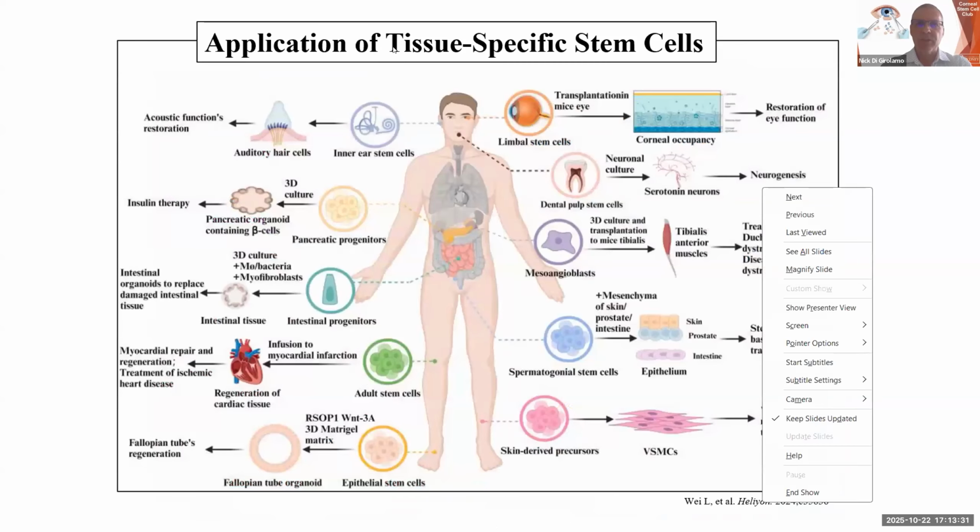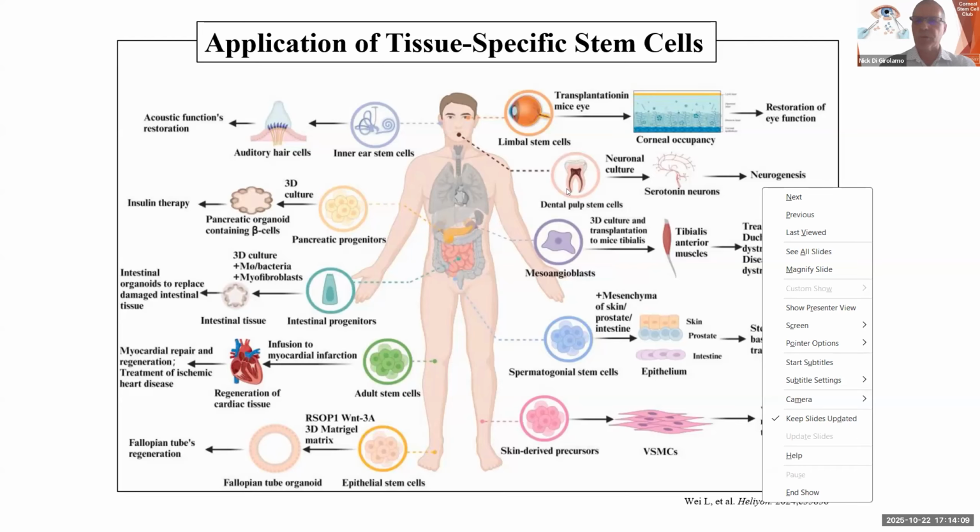So, some applications of tissue-specific stem cells. Like I said, they're found pretty much everywhere throughout the human body. There are inner ear stem cells, and they're responsible for restoring acoustic function. There are pancreatic progenitor cells, which function as insulin-producing cells. There are intestinal progenitor cells, and we can infuse them into damaged intestines to repair them. There are myocardial stem cells to repair the heart.